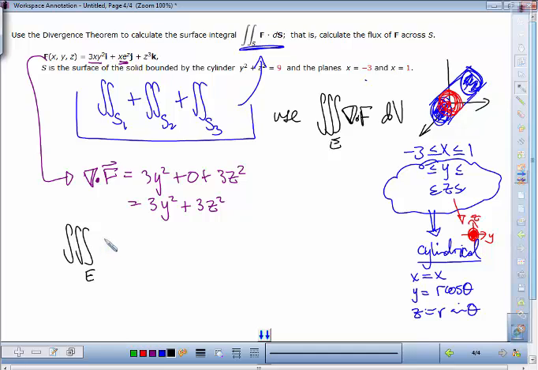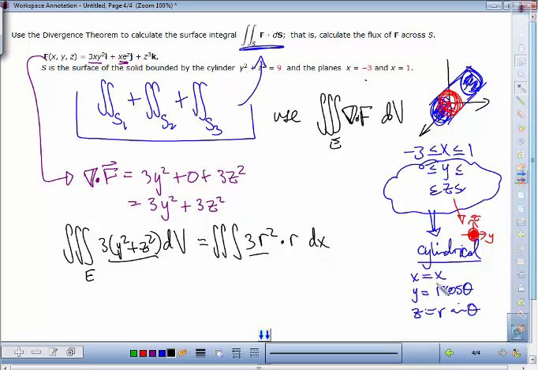So let me just set this up over your solid E. We have the integral of 3 y squared plus z squared dV. And now let's go directly into cylindrical coordinates with this business. So I'll have a 3r squared, that's my integrand here. And then as part of my dV converting into cylindrical coordinates, I'm going to have an extra r. And then normally I have a dz, dr, d theta, but instead of a dz, I have a dx, because my x is x now. So x goes from -3 to 1.